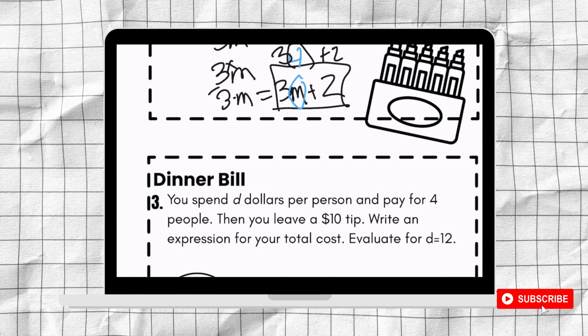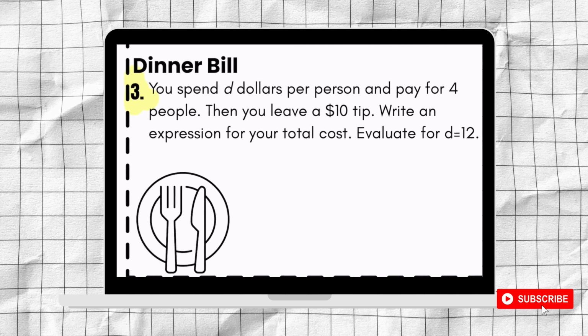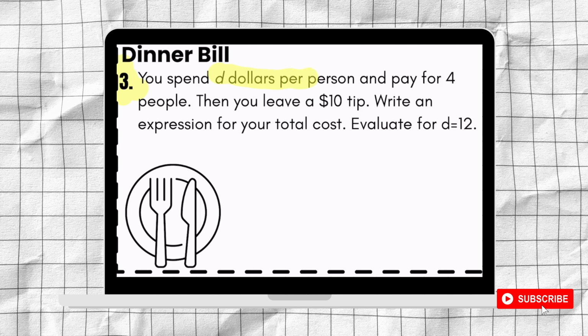All right, let's try number 3 here, the dinner bill. So number 3, you spend D dollars per person and pay for 4 people. Then you leave a $10 tip. Write an expression for your total cost. So this time, the problem is not going to give you the expression. We're going to have to write it ourselves, and then we'll evaluate if D is 12. So let's write the expression first.